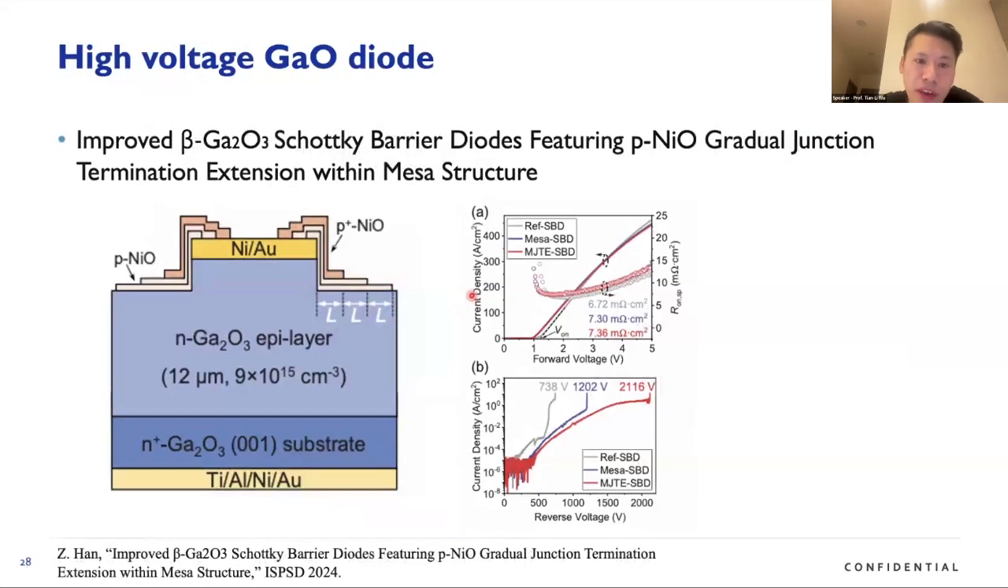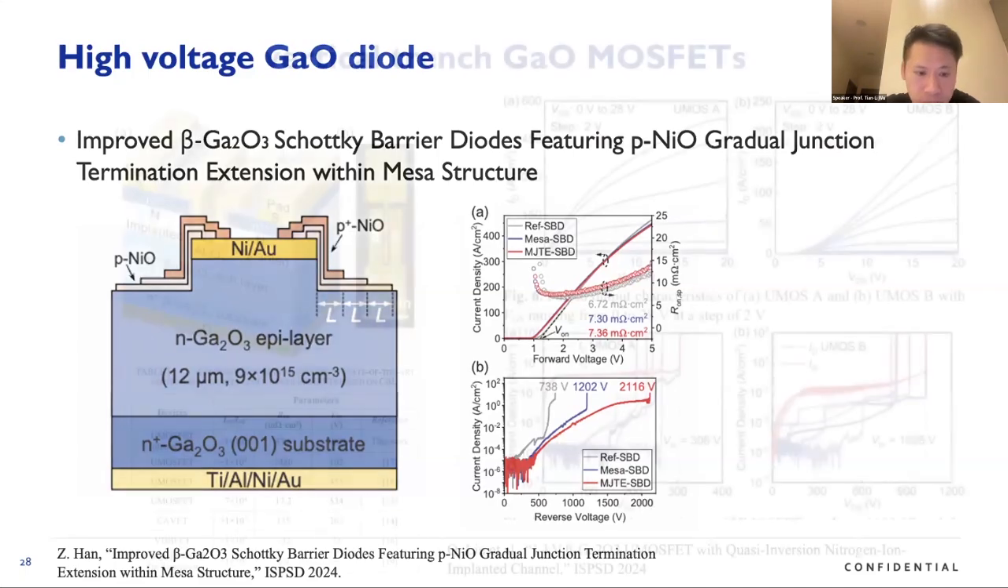Regarding gallium oxide devices, in the last several years there has been tremendous progress. First, people pay a lot of attention to fabricating a high performance gallium oxide Schottky barrier diode. This work features P-type nickel oxide as a junction edge termination on top of the main structure to alleviate the electric field. In the end, it demonstrated more than 2000 volt breakdown voltage.